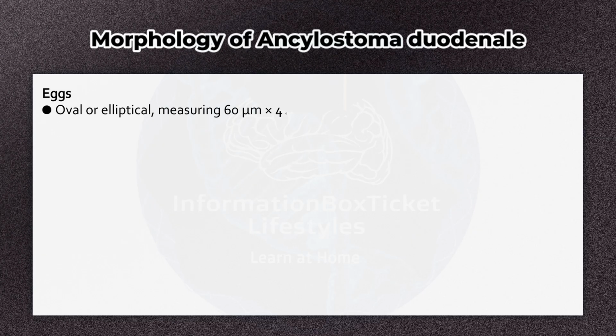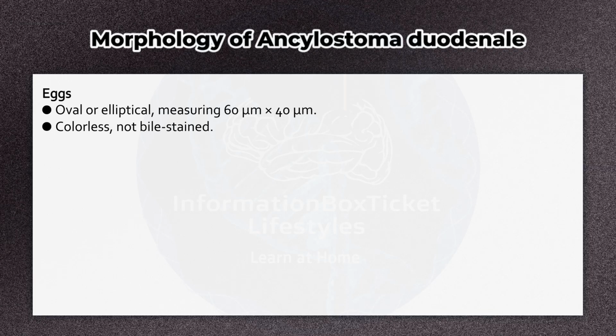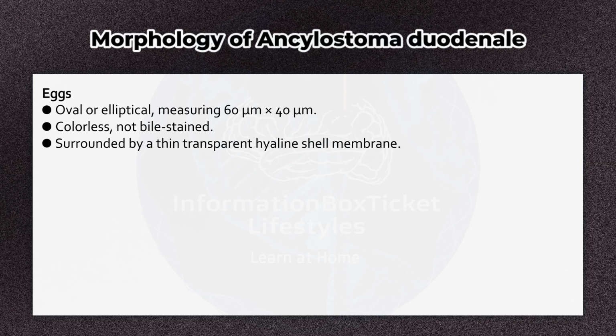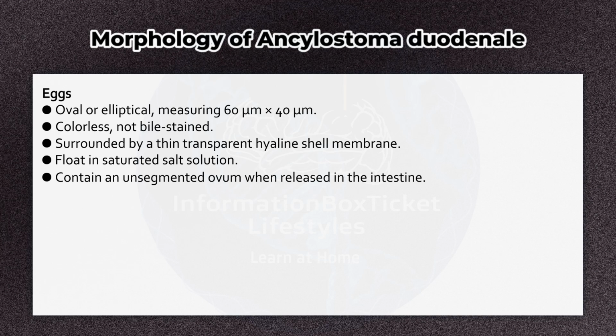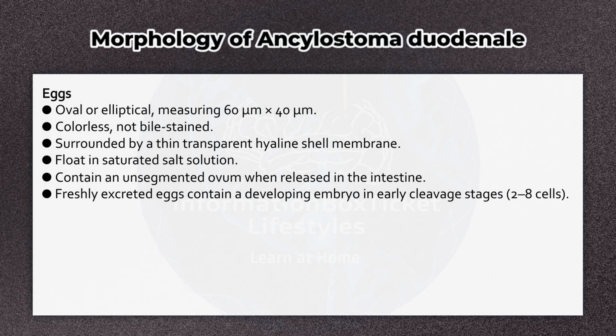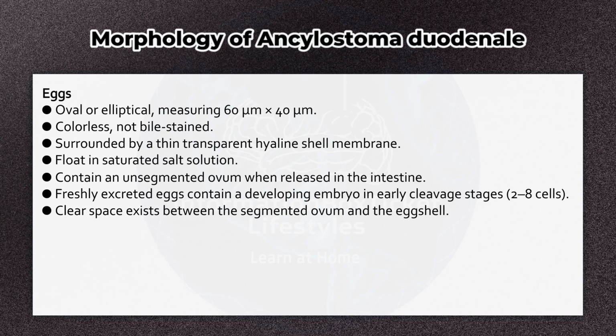Eggs. Oval or elliptical, measuring 60 micrometers by 40 micrometers. Colorless, not bile-stained. Surrounded by a thin, transparent hyaline shell membrane. Float in saturated salt solution. Contain an unsegmented ovum when released in the intestine. Freshly excreted eggs contain a developing embryo in early cleavage stages, 2 to 8 cells. Clear space exists between the segmented ovum and the eggshell.